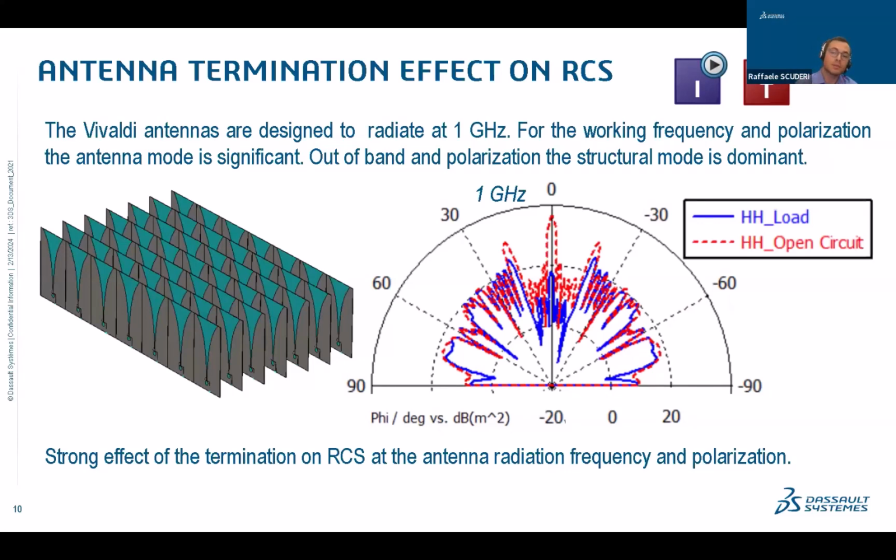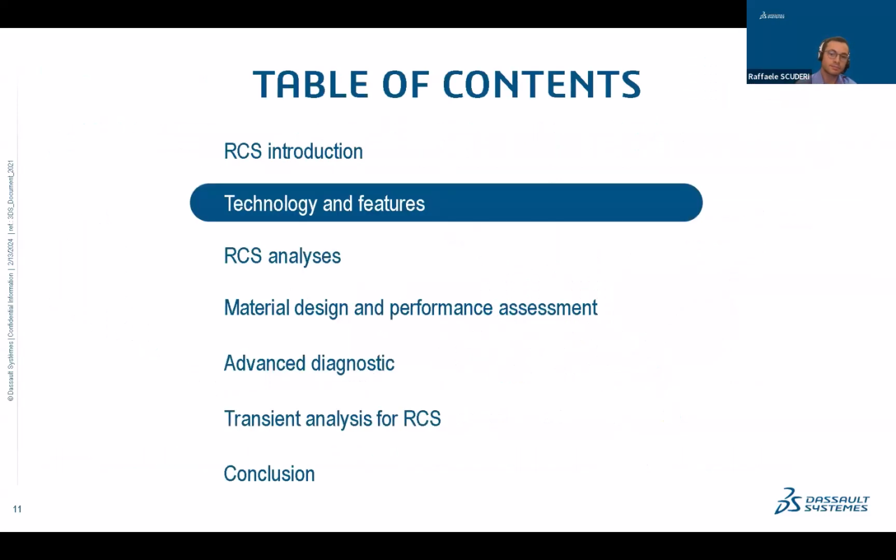In this polar plot, we can see the effect on the RCS when we have two different load conditions for this array of Vivaldi antennas.